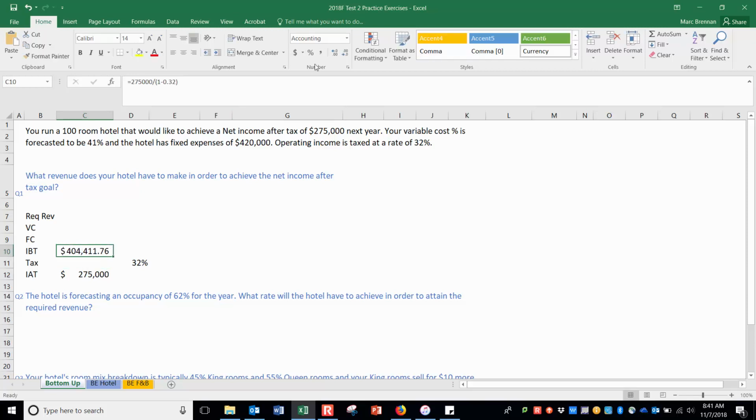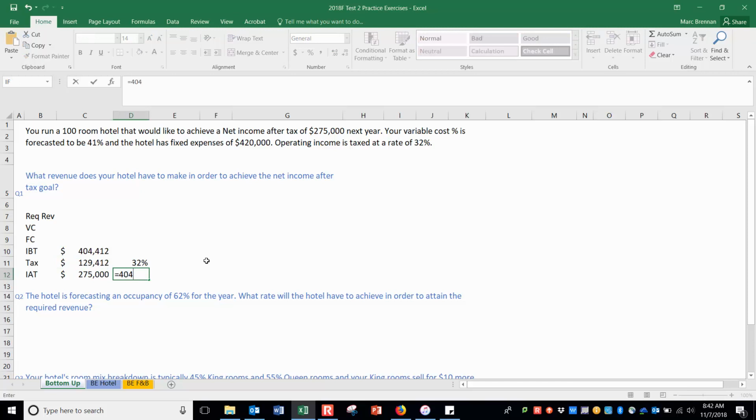So again, $404,412, and then let's do our math the other way around. So $404,412 times the 0.32, which is our taxes. So that's how much our taxes should be. And if we've done this properly, and we always just check on the right hand side, 404,412 minus our taxes. If we've done this properly, we should have the same number, which we do. Okay. We don't need to keep these around. It's more just to make sure that you've done this properly.